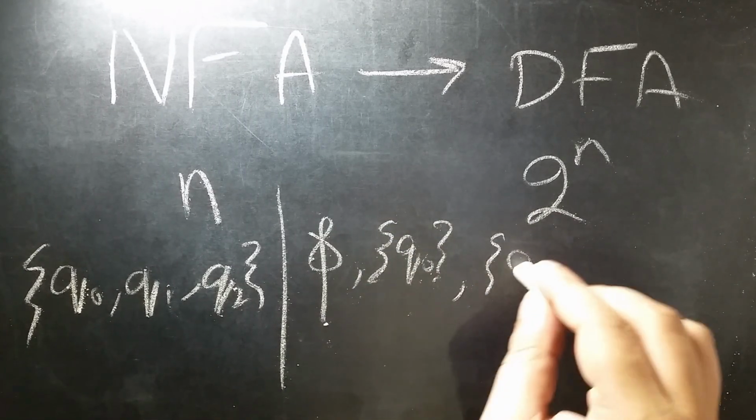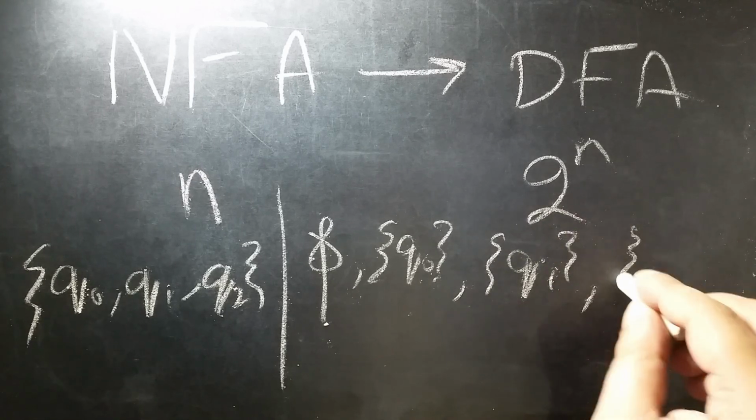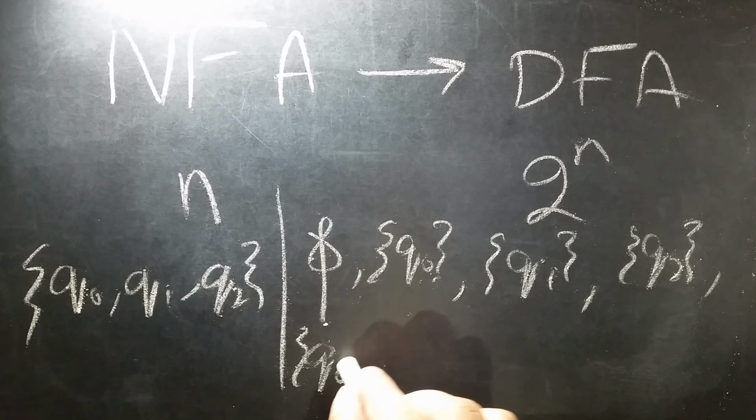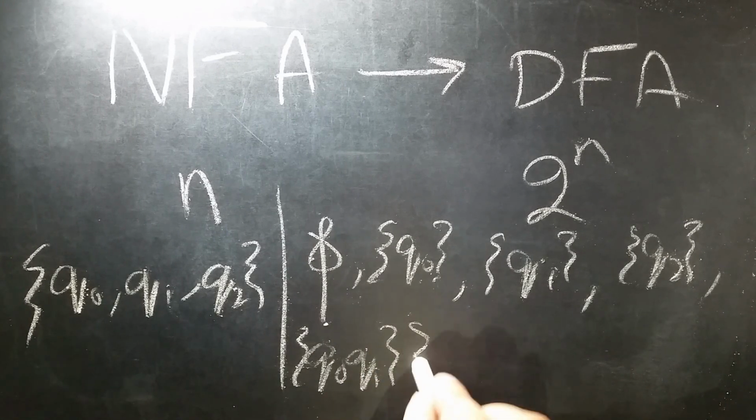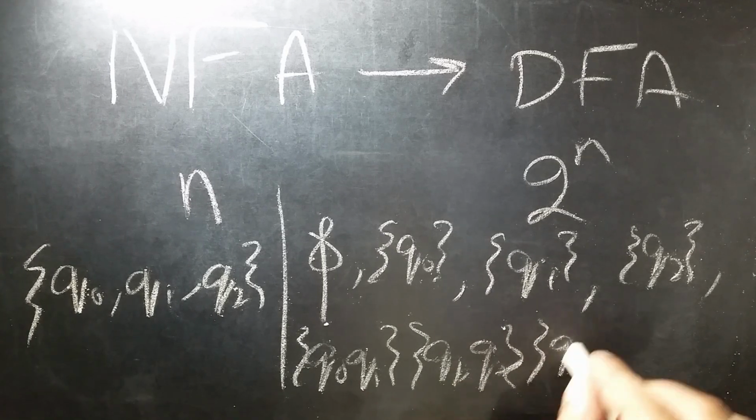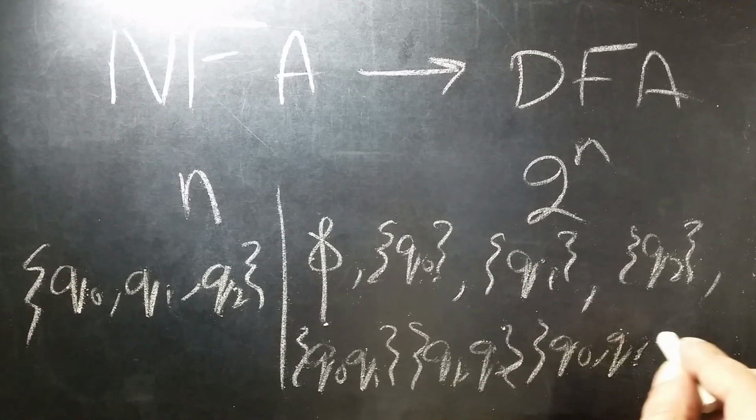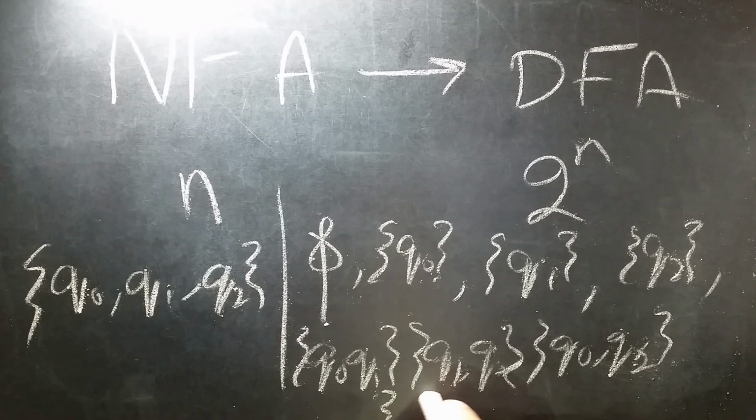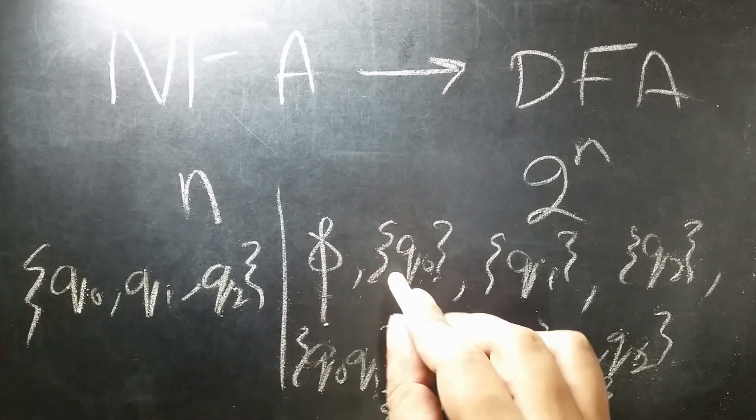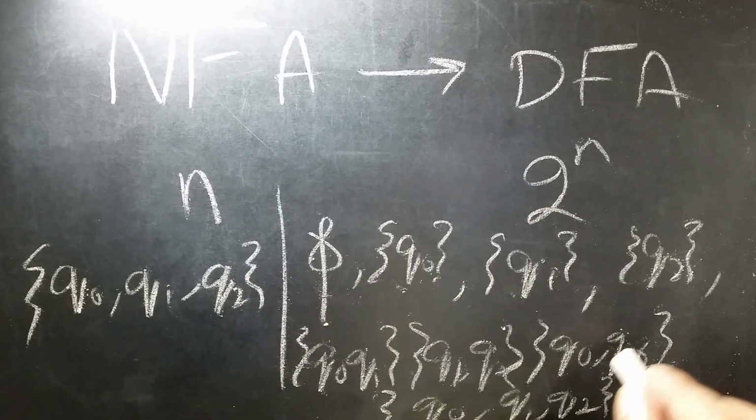Q0, Q1, Q2, Q0, Q1, Q1, Q2, Q0, Q2, and also Q0, Q1, Q2. So there are 1, 2, 3, 4, 5, 6, 7, and 8 states.